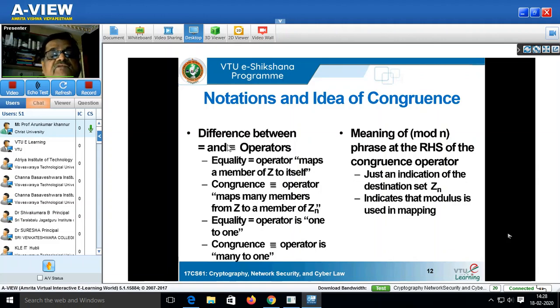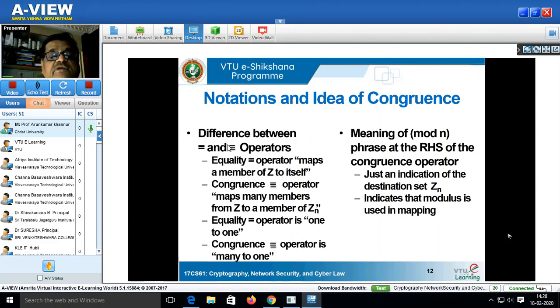However, in case of the congruence operator, we are mapping many members from Z, not to Z itself, but to a member of the set of residues Zn. So the first difference is we are not mapping back to Z as we did in the equality operations, but in congruent operations, we are mapping the set of integers to a member of the set of residues.